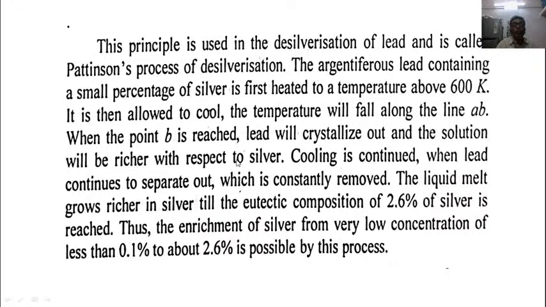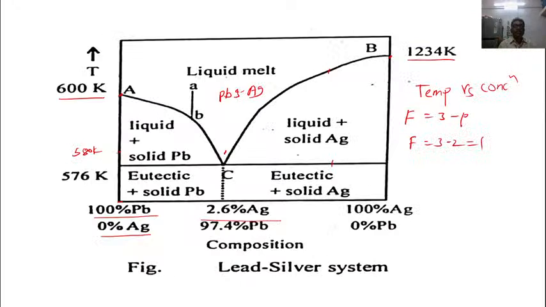So this is the two component system, that is a lead silver system. Once again, you have to see this diagram here and understand this diagram. The curve AC is the melting point curve for the lead. Curve BC is the melting point curve for the silver, because we are going to decrease the temperature along the BC, and along the AC also the temperature is going to fall. And the liquid melt region is where only one phase is existing.